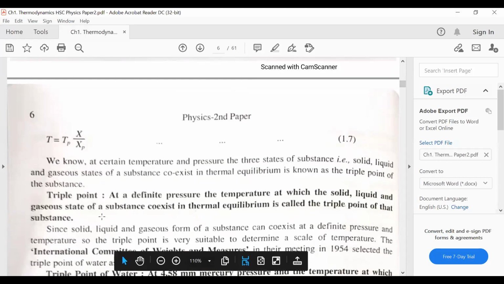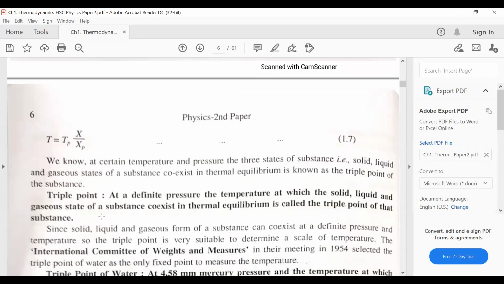Can you tell me, at atmospheric pressure, can ice, water, and water vapor coexist? Have you ever seen ice, water, and water vapor coexisting at usual temperature and atmospheric pressure? Have any of you seen it? No, it's not possible, right? But it is possible at very low pressure.